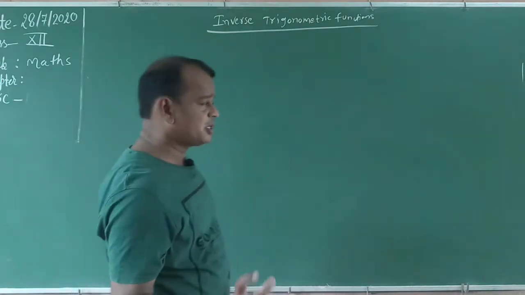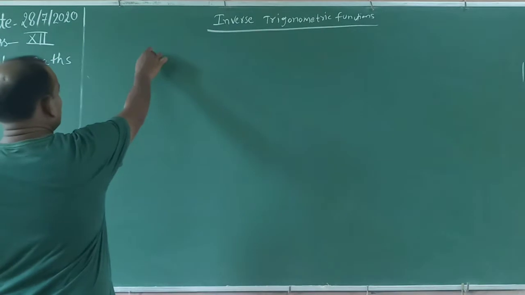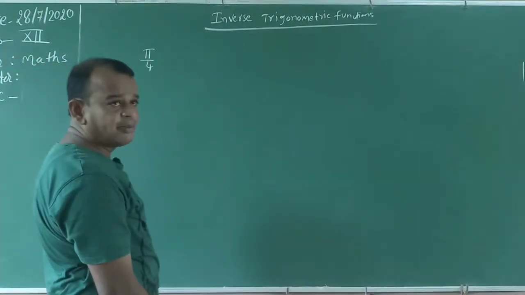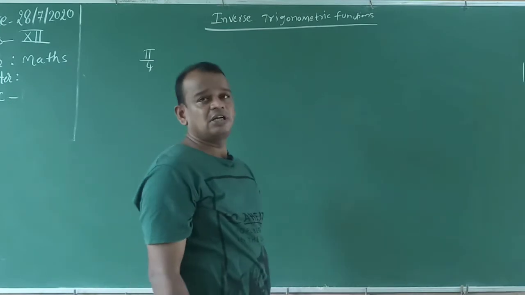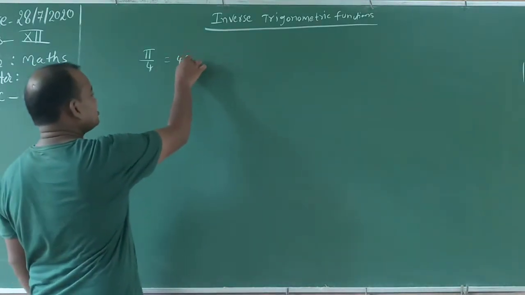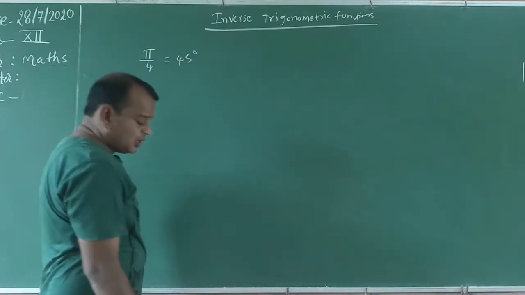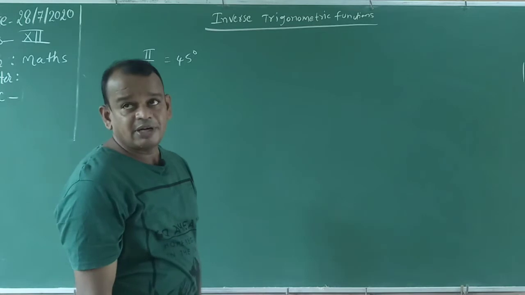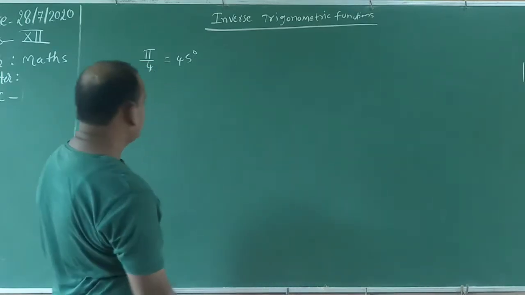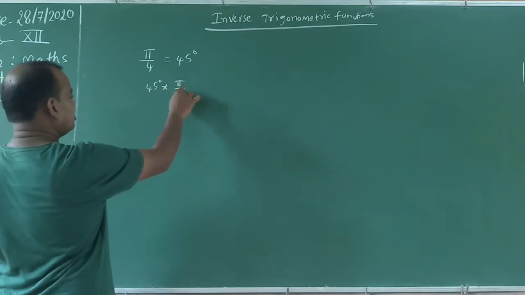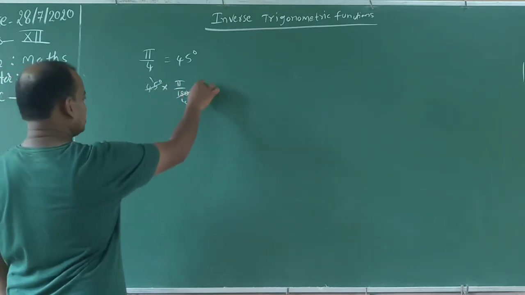Suppose pi by 4 is there. This is the radian measure, pi by 4. Pi by 4 equals how much? That equals 45 degrees. You know very well or not? 45 degrees. The degrees will be converted into the radians by multiplying with pi by 180. Suppose 45 degrees into pi by 180. What happened? 45 ones are 45, 45 fours are 180. That equals pi by 4.